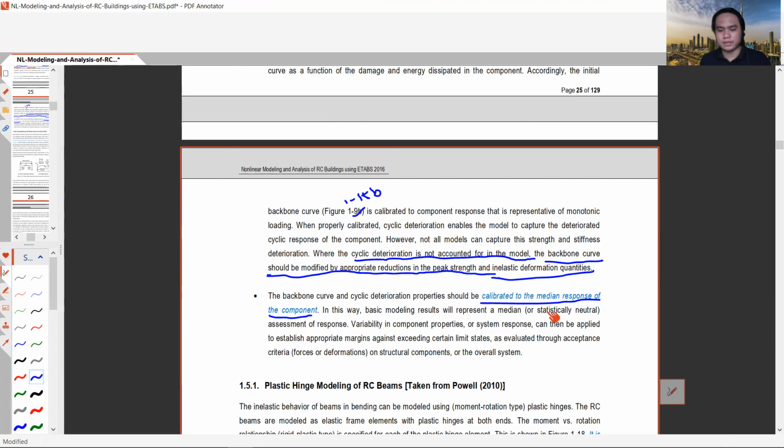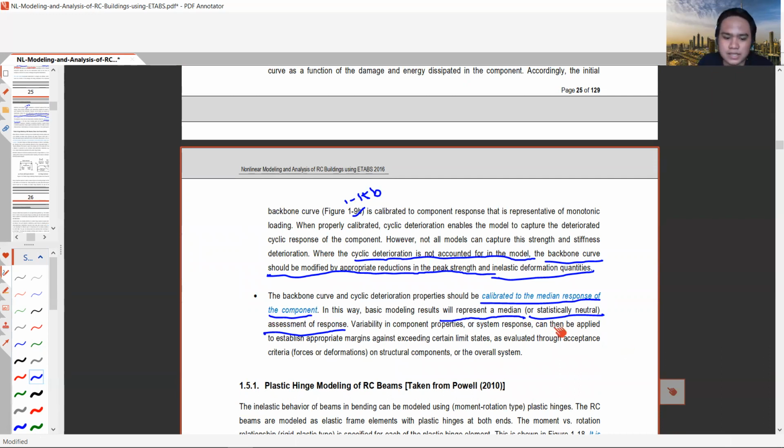Okay, we need to represent a median or a statistically neutral assessment of the response. Okay, take note, we need to represent a median or a statistically neutral assessment of the response.